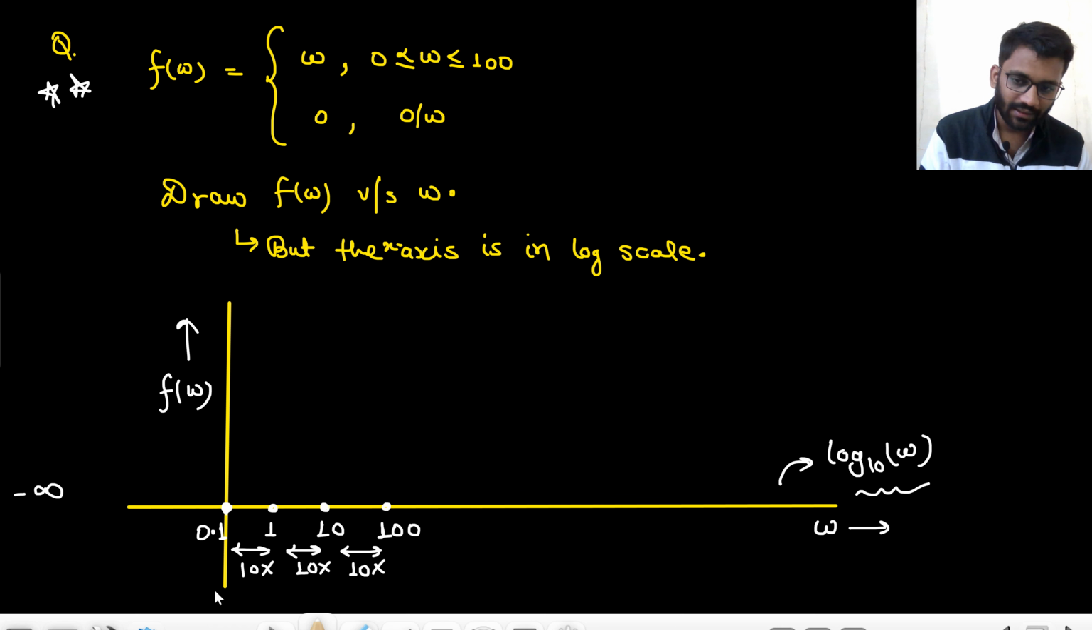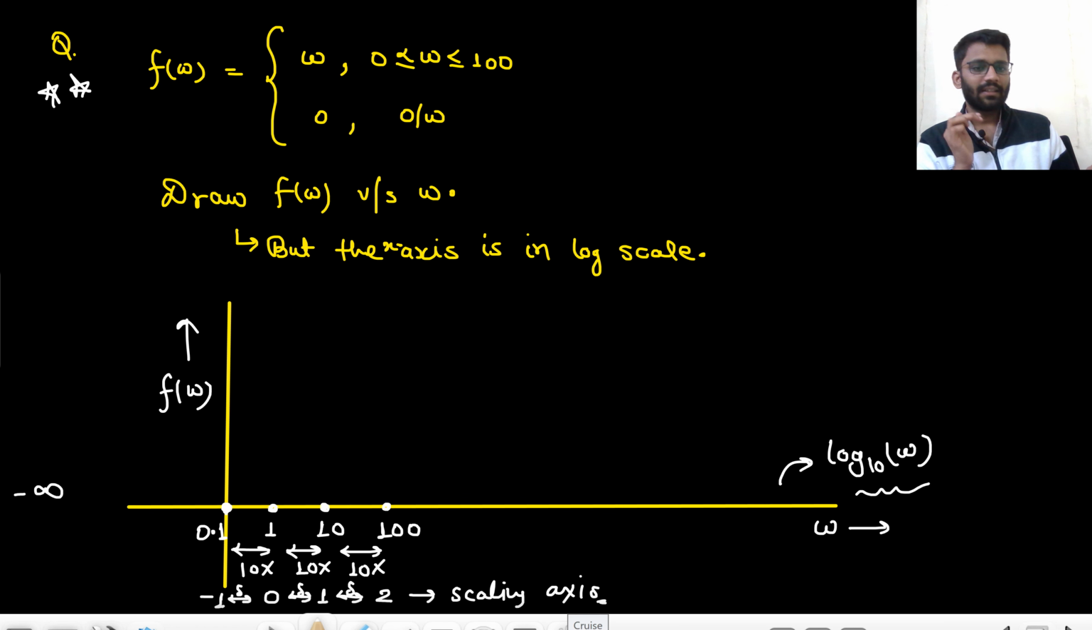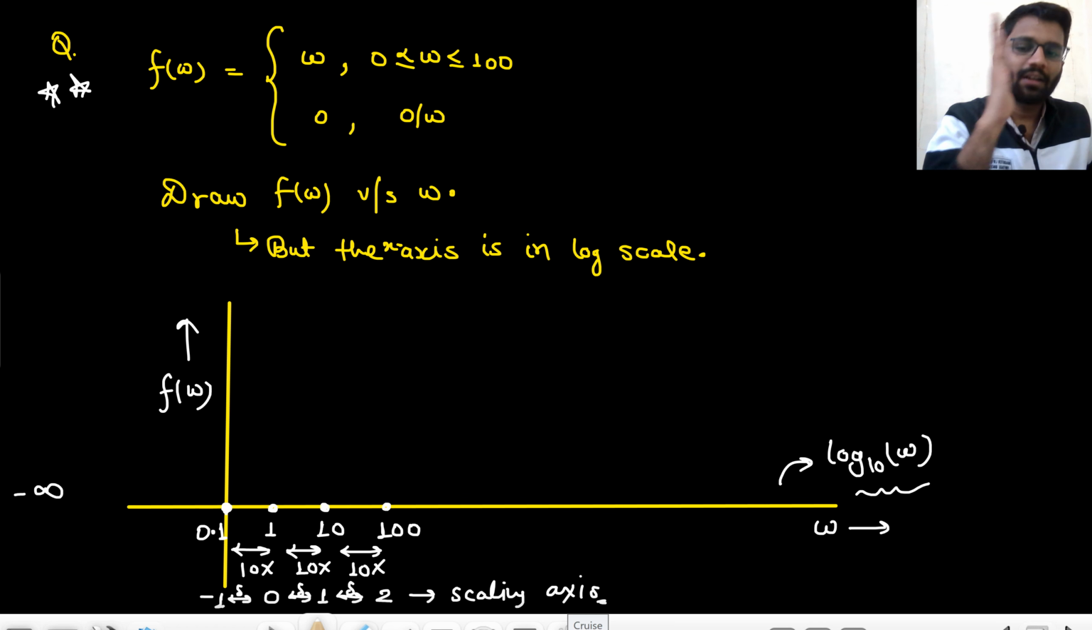What is the axis thinking? The axis thinks that minus 1 is applied here, 0 is applied here, 1 is applied here, and 2 is applied here. So there is a constant delta gap, right? This is what the scaling axis thinks: minus 1, 0, 1, 2 are applied, but actually 0.1, 1, 10 and 100 are applied, because we are showing the value of omega here. Are you getting my point or not?